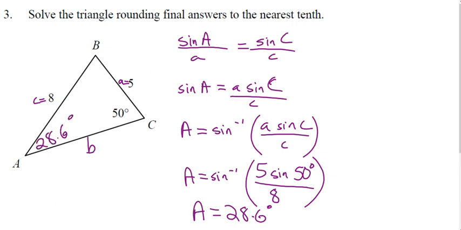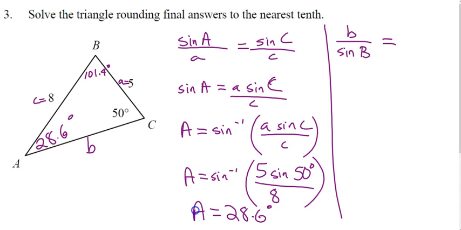28.6 degrees. What's that make angle B? 101.4, right? So it's 180 minus 50 plus 28.6. 101.4 degrees. Okay, so we do have to use that calculated value, right? Then we're going to go, what do we have to find now? Little b.